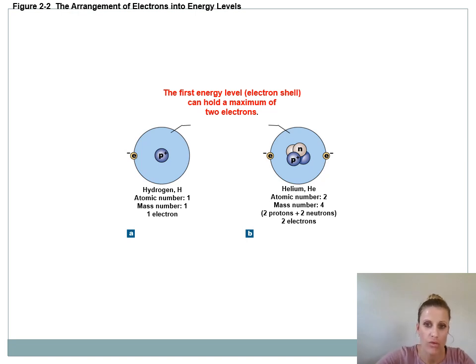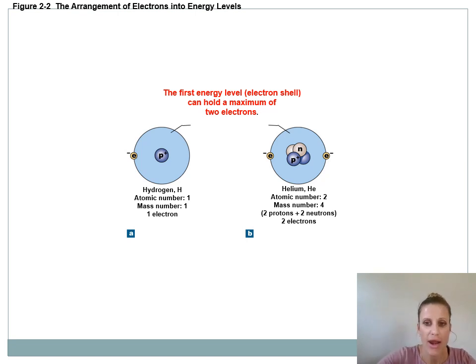Helium, you guys see over here. Helium is atomic number 2, and it has a mass of 4. So let's see, what does that tell us? The atomic number of 2 tells us that there are 2 protons and 2 electrons. The mass is protons plus neutrons. So if the mass is 4, that means we have 2 protons and 2 neutrons. So 2 protons, 2 neutrons, and 2 electrons.